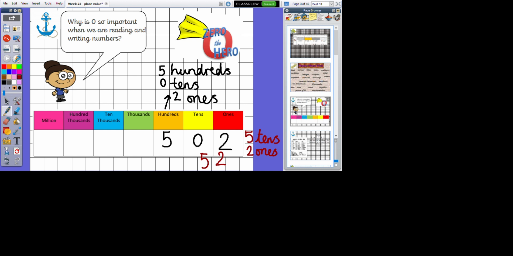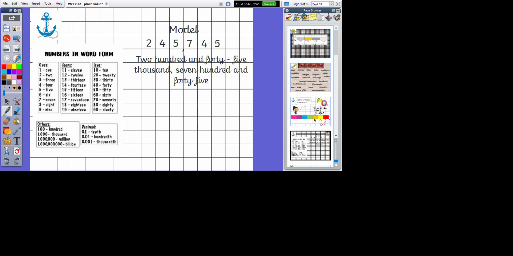Okay, so let's have a look at our next anchor. Because today we are going to be reading and writing numbers, I thought we would have a look at numbers in their word form. So you will see here that we have got our ones numbers. Here you will see we have our teens numbers, so 11, 12, 13, 14, 15, and so on. Then here you will see we have our tens numbers, and then we've got others here. Also on the website underneath the PDF file, there is a picture with a more in-depth version of numbers in word form to help you there with spellings, okay?